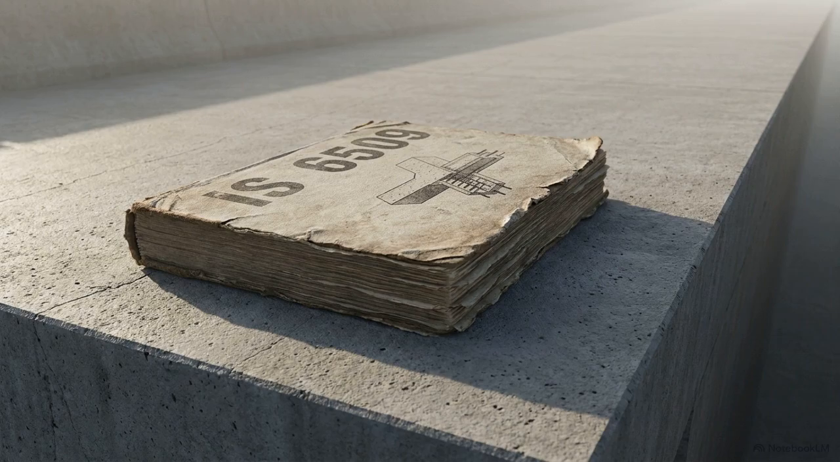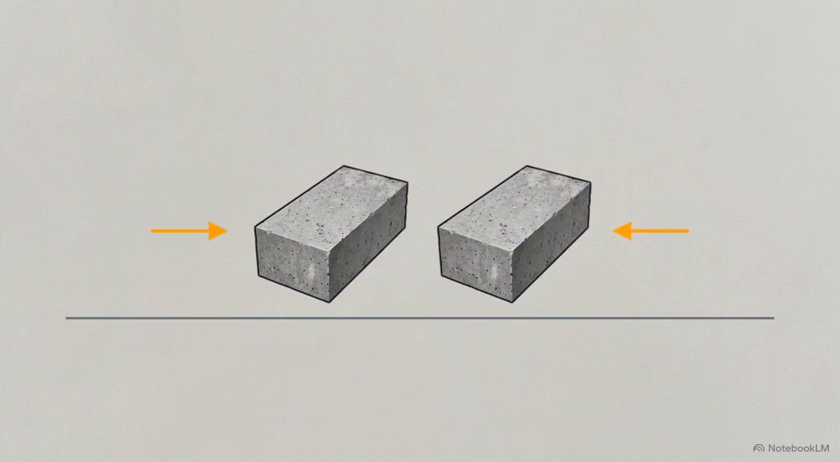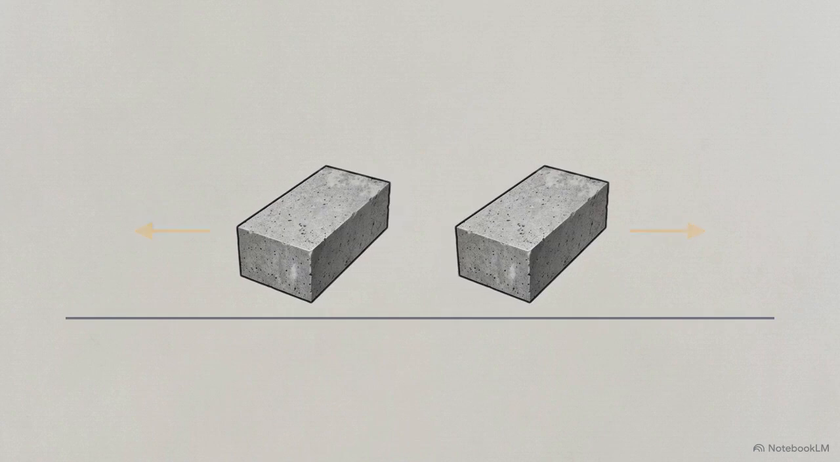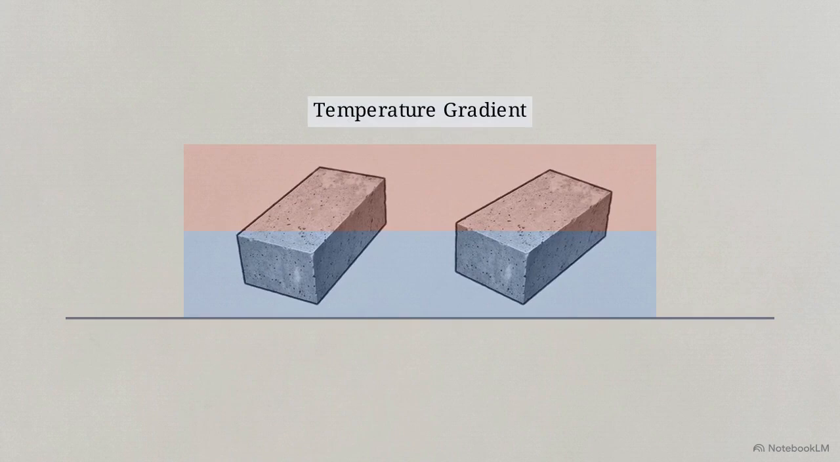In India, the definitive rulebook for this process is IS 6509. It is a structural equilibrium matrix that codifies these engineered discontinuities into specific functional units we call joints. These joints are calculated to accommodate three distinct movements: longitudinal expansion when the concrete heats up, longitudinal contraction when it cools, and the angular warping that occurs when the top of the slab is a different temperature than the bottom.